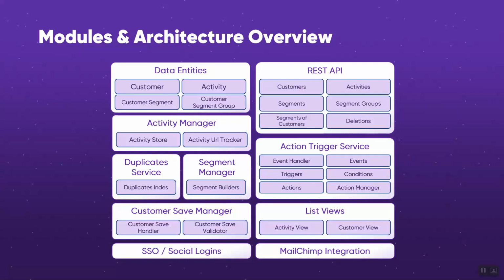And then, last but not least, the customer management framework also provides a simple REST API to interact with all the data that is managed within the customer management framework. So we have the possibility to get and set customers, to get the segments, the segment groups, the segments of customers. Of course, we also can manage the activities in both ways. So you can use the REST API to get the activities of a customer, but also to track activities of a certain customer.